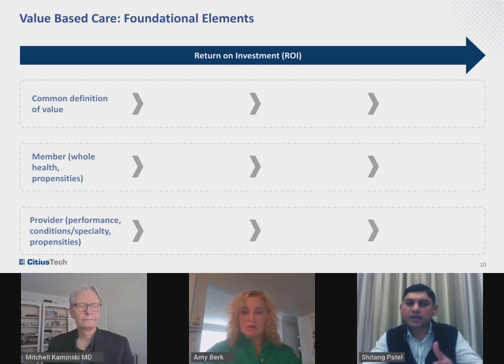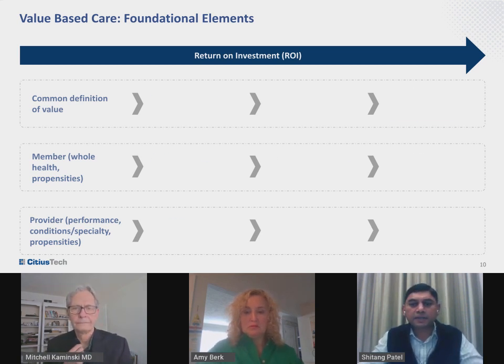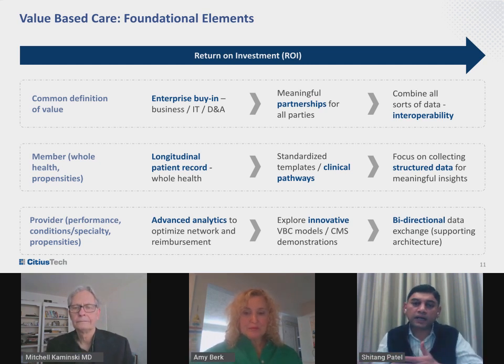So just to get into a little more detail about each of these elements, I'll quickly go through this. From left to right, you see the higher ROI realized as you mature. So common definition of value, first and foremost, internally in your organization, right? I'm assuming most of our audience are from health insurance companies or payers. Having enterprise buy-in is extremely important across business, across IT, across data and analytics, and from top all the way to the bottom, from the CEO down to customer service reps. This buy-in on what the definition of value is and how that needs to be incorporated within day-to-day operations becomes extremely important.